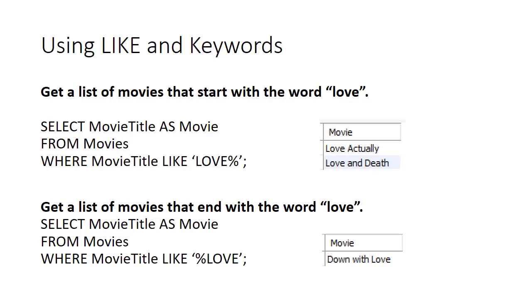Here's another example. Now say we just want to restrict our list to movies that start with the word love. In that case, we're not going to put that wildcard in front of the letter L. We're just going to say love, and then anything can come after that. So we'll get our 2 movies that start with love. Here, for the list of movies that end with the word love, we'll put the wildcard before love and nothing after it. That means the title of the movie has to end in love, and here's our example where that is true.